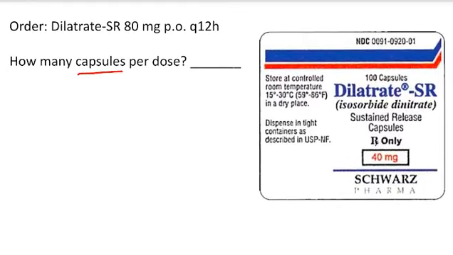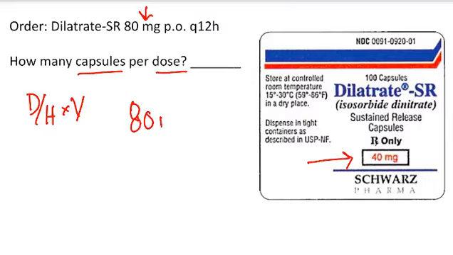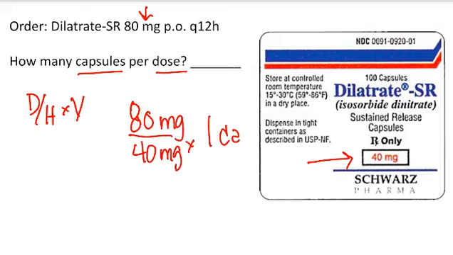Again, capsules per dose. What do I need to know? Stop and think. I need to know what my doctor's order is, and then I need to know the concentration of my label. So I know that this is a D over H times V calculation. My doctor's order is 80 milligrams. What do I have? I have 40 milligrams times 1 capsule. Go to my calculator. 80 divided by 40 equals 2. What's my answer? 2 caps.